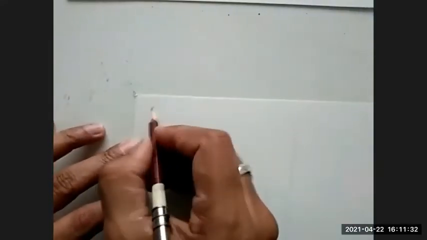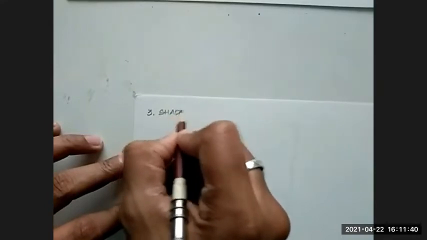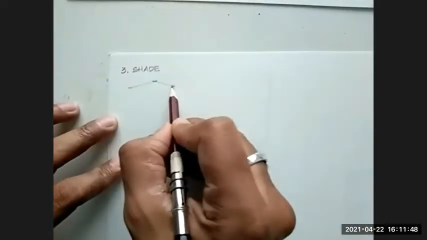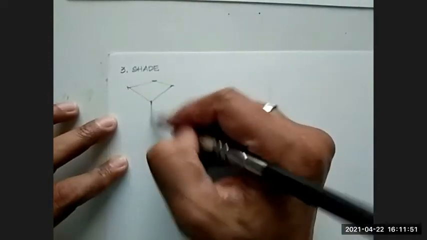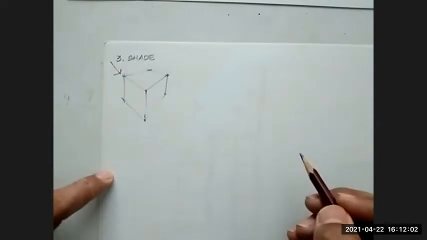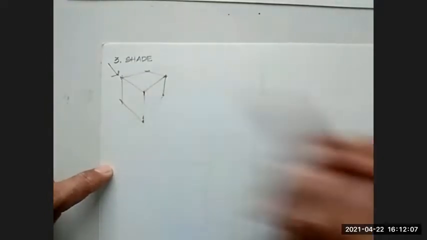Now let us go to the next principle, which is shade. The shading will give you the next depth effect. For example, let us take a simple cuboid, and we will always assume a light source. The light source will create an impact on the way the object will receive light.